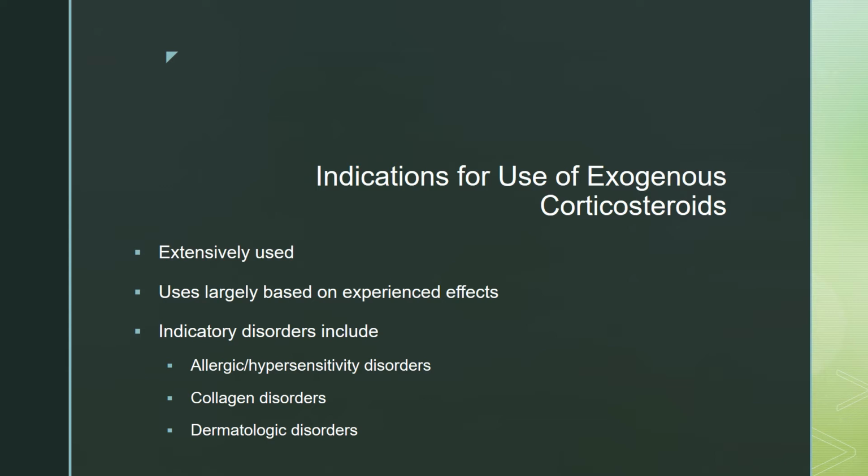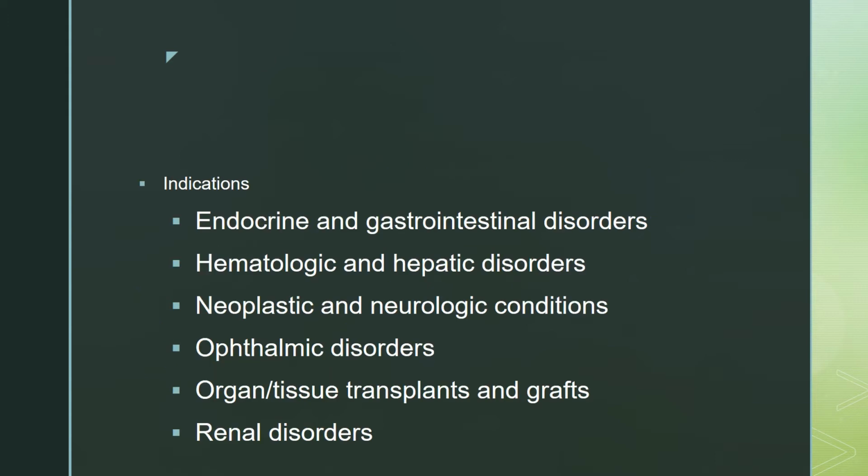Again, they're extensively used, and it's based on the experienced effects of the medicines. Indicated disorders include allergic or hypersensitivity disorders, collagen disorders such as systemic lupus, dermatological disorders, and endocrine disorders, like adrenocortical insufficiency. Gastrointestinal use is for treating ulcerative colitis and Crohn's disease. It's used for neoplastic and neurological disorders such as leukemia, Hodgkin's, and multiple myeloma. Neurological would be like brain tumors, cerebral edema, acute spinal cord injuries, myasthenia gravis.